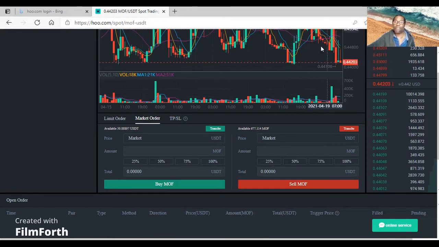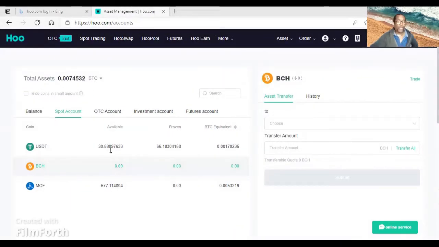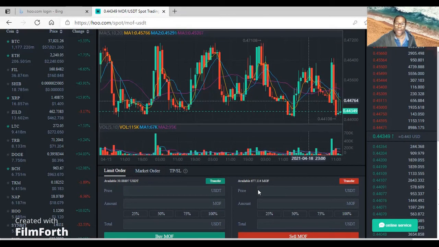Let me just demonstrate that by going back to balance, because here we are in the trading area. See here now that we have the USDT added to the little one that I had there before, around 4 USDT. So you can see that we have 30.88 USDT, where I have to demonstrate how I will use limit order to sell the remaining MOF that I have here.